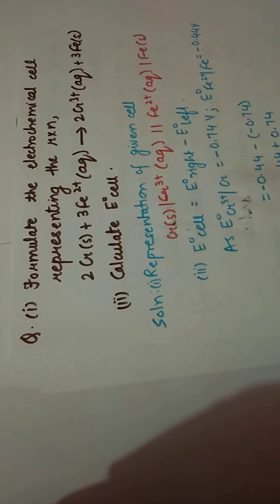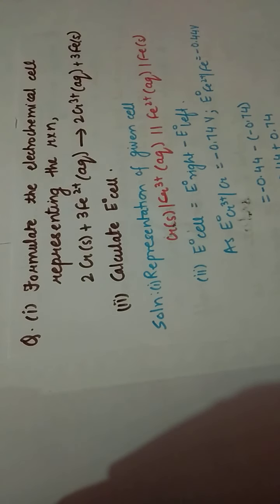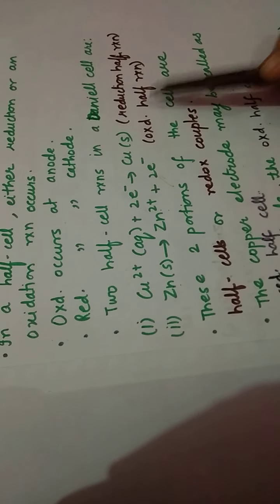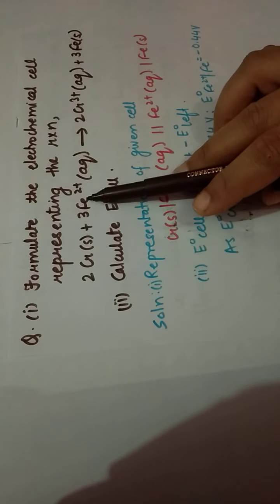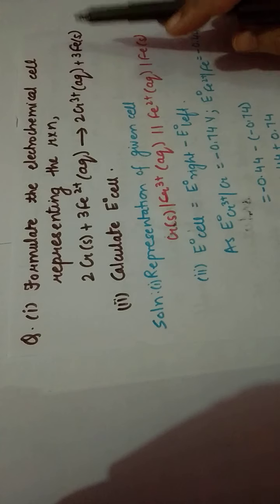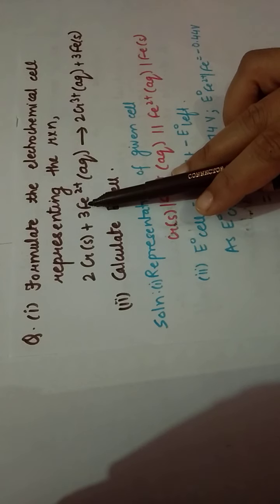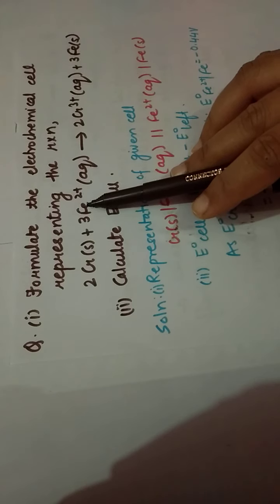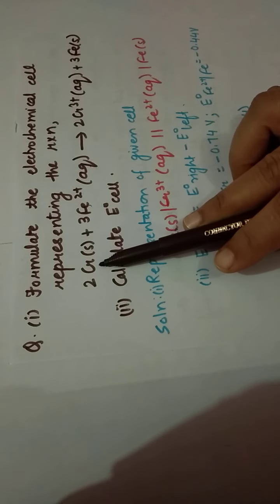Now children, as you know, chromium is converting to Cr3+. Earlier also, it was zinc converting to Zn2+. So loss of electron always occurs at the anode. It means chromium is at the anode, and here Fe2+ has gained electrons and become Fe. So here gain of electron, it will gain 2 electrons and become Fe. Gain of electron occurs at the cathode, so this is the cathode. The cathode is always on the right side and the anode is always on the left side.